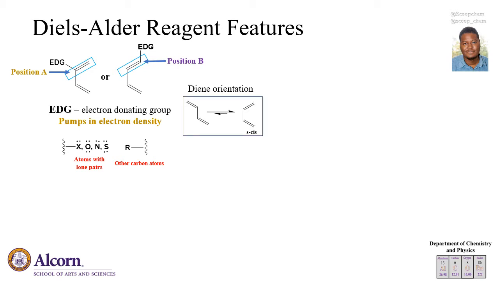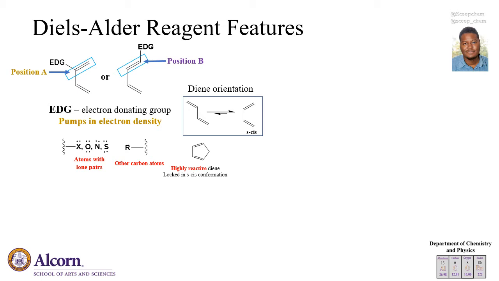I also need to consider the orientation of the diene. To be able to react in a Diels Alder reaction, the diene must be able to adopt an S-cis orientation. All right, that's very important to consider. If your diene cannot adopt that conformation, it cannot undergo a Diels Alder reaction. We'll study some reactions of some systems where we need to investigate that later.